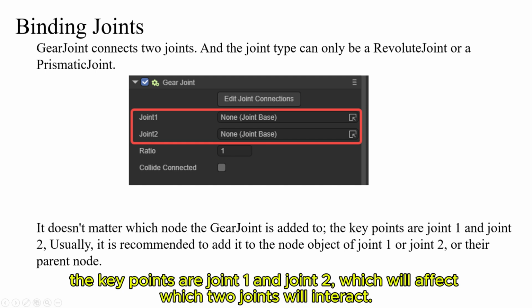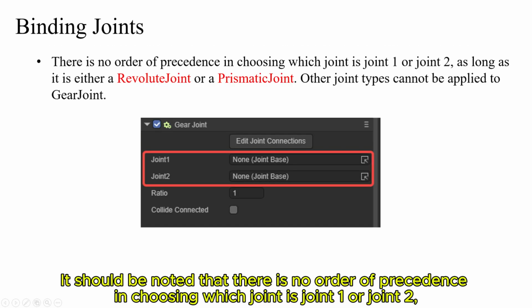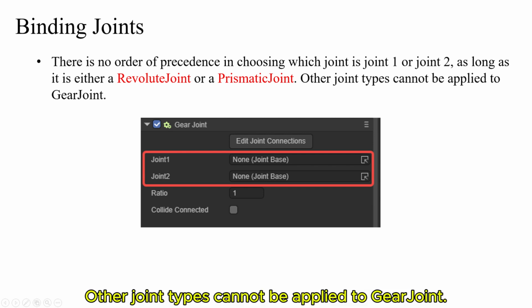The key points are joint 1 and joint 2, which will affect which joints will interact. Usually, it is recommended to add it to the node object of joint 1 or joint 2, or their parent node. It should be noted that there is no order of precedence in choosing which joint is joint 1 or joint 2, as long as it is either a revolute joint or a prismatic joint. Other joint types cannot be applied to the gear joint.